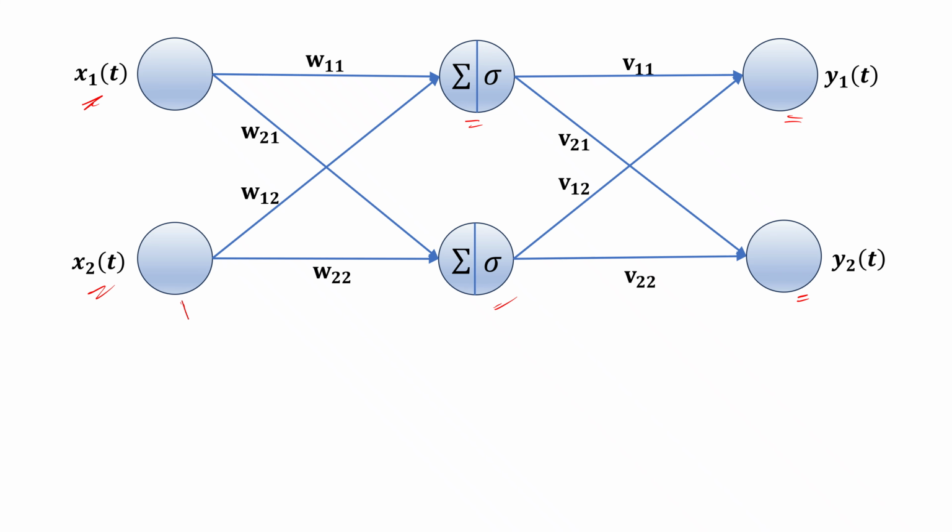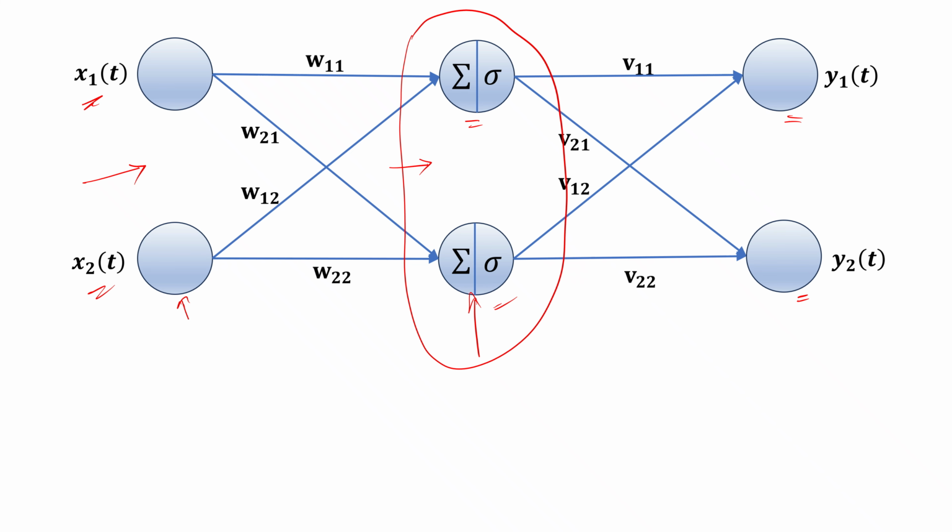So the first one is the input layer, we can see here, and then we have this hidden layer, and then we have the output layer. The input layer is where the data enters the network. Each node in this layer simply holds one component of the input and passes it forward. No computation really happens here.